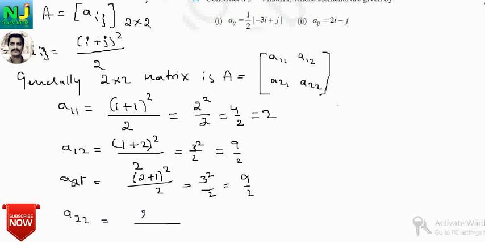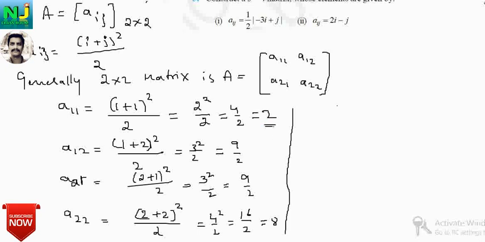Put i is equal to 2, j is equal to 2: 2 plus 2 square. 2 plus 2 is equal to 4. 4 square divided by 2. 4 square is equal to what? 16 by 2 is equal to 8. So like that we have to calculate the corresponding elements.